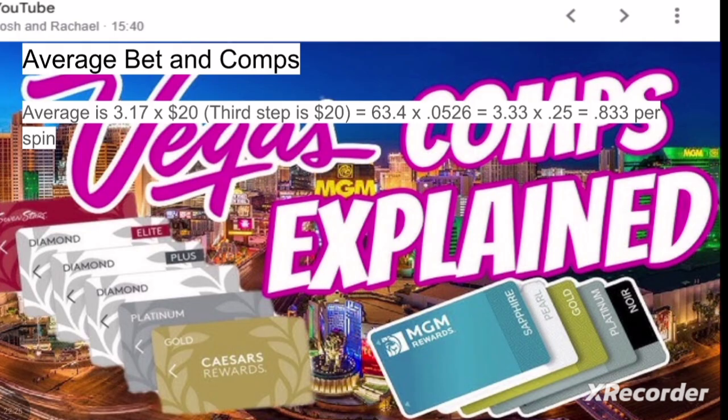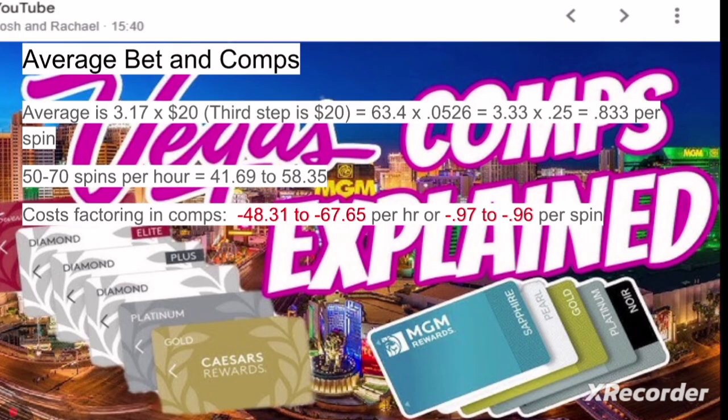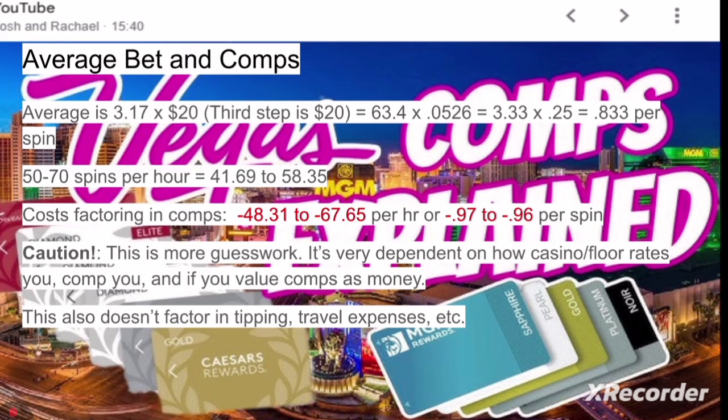Now, I hear from some sources that they don't necessarily rate you at the 5.26% house edge, but we're going to assume for now that they do. Best case scenario, that's what they rate you at. You multiply those and you're going to get about 83 cents per spin in comps. Again, in an hour, you're looking at anywhere from 50 to 70 spins. So now we're talking about $41.69 to anywhere from $58.35 in comps. So factoring that into the cost of the spin, we're now looking at it reducing the cost of the spin by almost $1 for every spin.